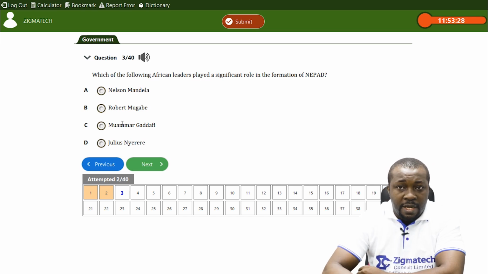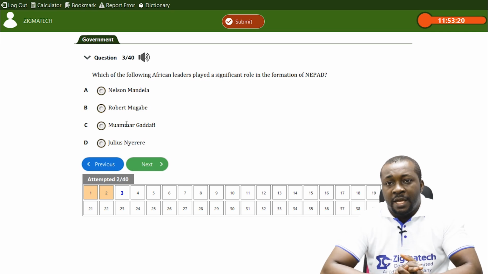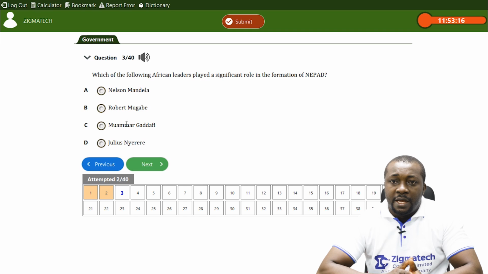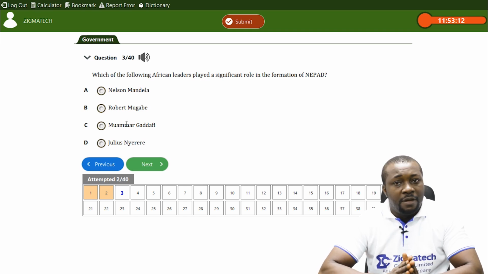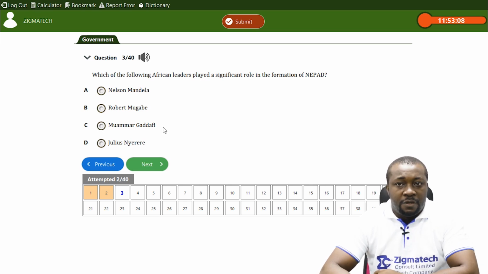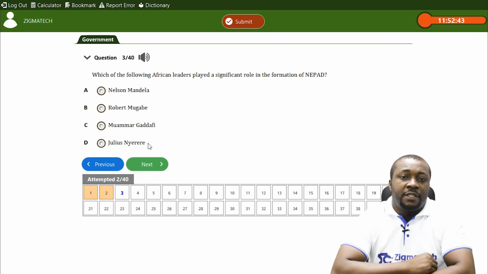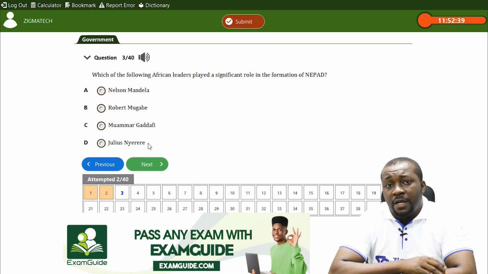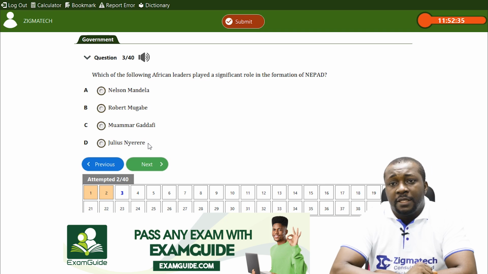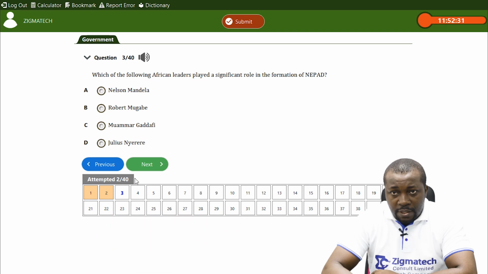Robert Mugabe, of course, was in power during the establishment of NEPAD, but he was not one of the founding fathers. Like Obasanjo, the Senegalese president at that time, Bouteflika of Algeria at that time, was not part of it. Muammar Gaddafi was not part. Julius Nyerere of Tanzania was also not part of it. Muammar Gaddafi, of course, was in power during that time, but he was not one of the founding fathers of NEPAD. The founding fathers were the president of South Africa, Thabo Mbeki, Olusegun Obasanjo of Nigeria, the Egyptian president at that time, and the Senegalese president. So the option is not here.